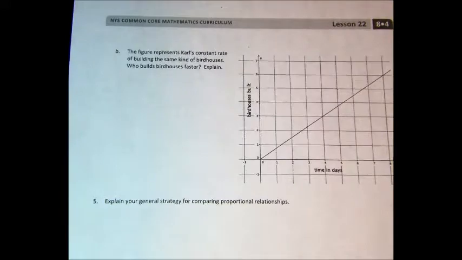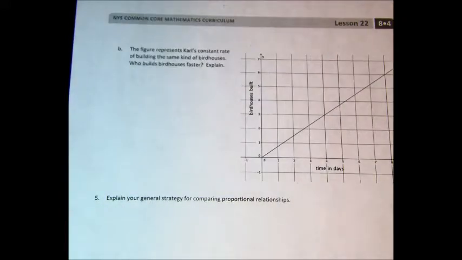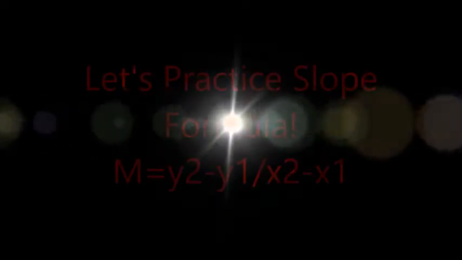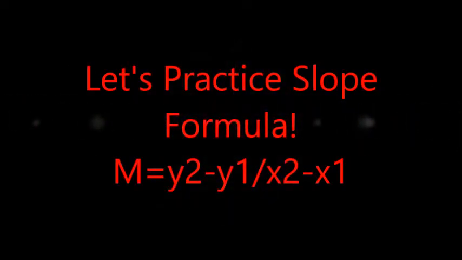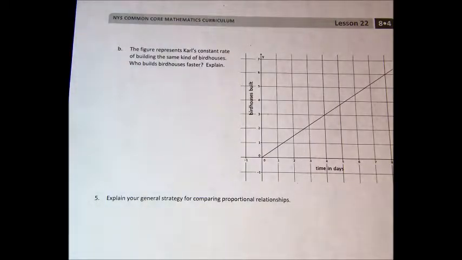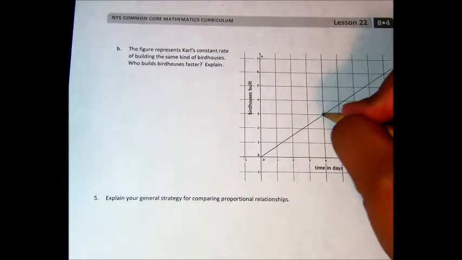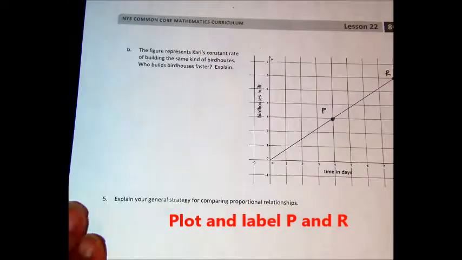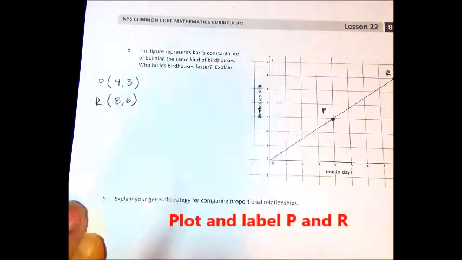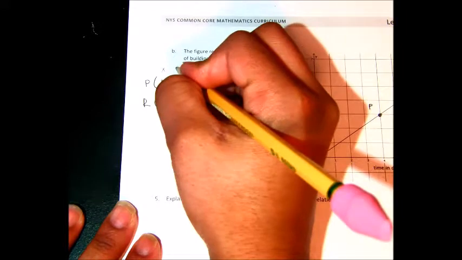This figure represents Carl's constant rate of building the same kinds of birdhouses. Who builds the birdhouses faster? Explain. Remember, we can use this graph to determine Carl's constant rate. Remember, when we're using the graph, we want to identify 2 integer coordinates to find our distance and our time. So we could find the slope of this graph by identifying 2 integer points. Remember, you always want the x variable first and then the y.